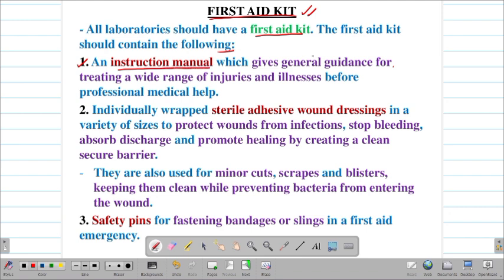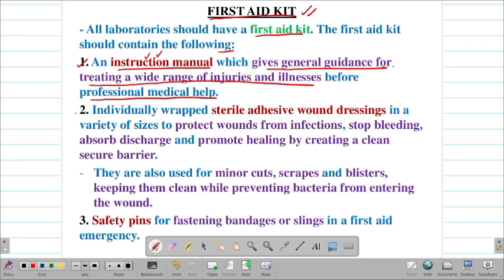So what is the function or the role of an instruction manual within the first aid kit of a given laboratory? An instruction manual simply gives us what we call general guidance for treating a wide range of injuries and illnesses before professional medical help. So before we take the victim or the patient to a physician or a doctor, we are supposed to follow the instruction manual so as to help the patient be ready to meet the doctor or the physician, in case the injury, of course, is critical.